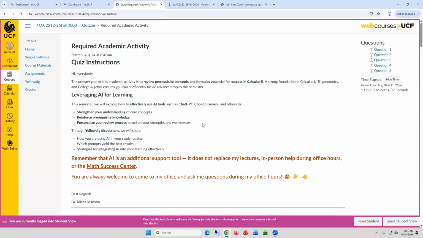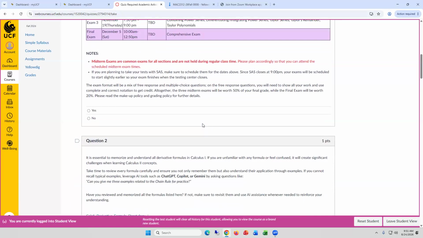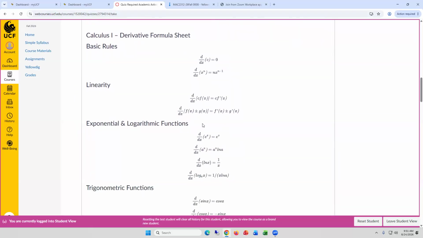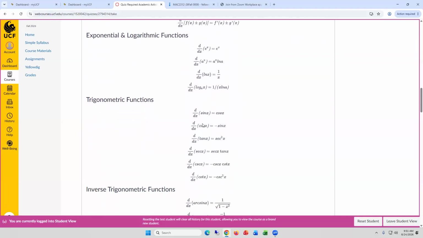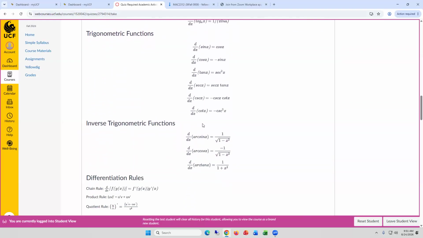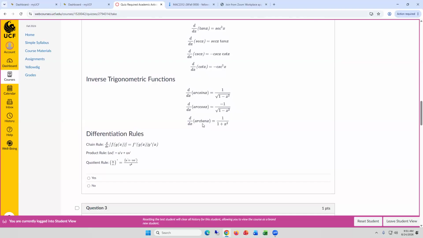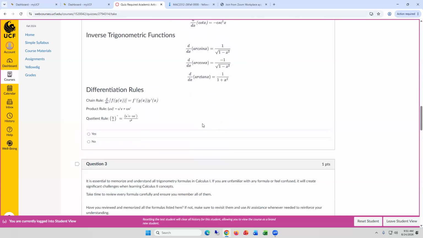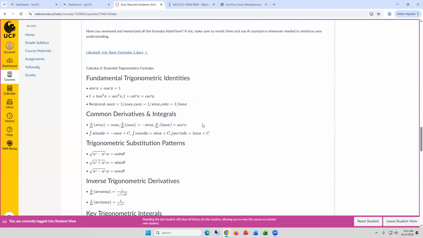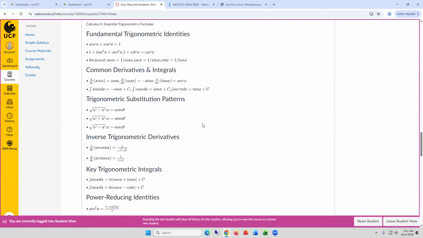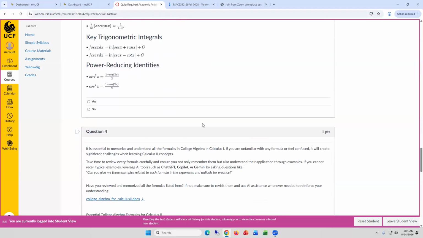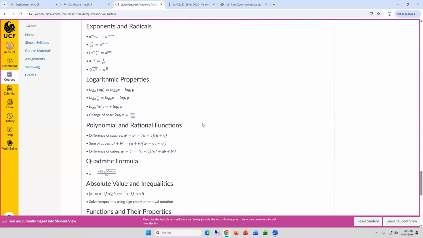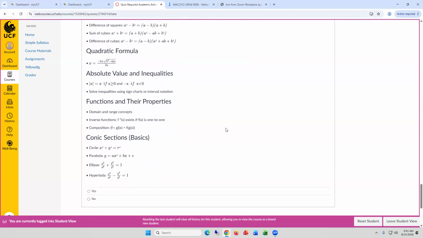So what I did here is I summarized all the prerequisite related formulas you have to clearly remember. And this is about calculus 1 related formula. And the next one is about trigonometry related formula. And the next one is about college algebra related formula. All of them are so essential.